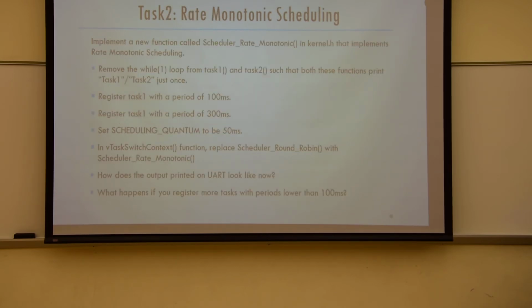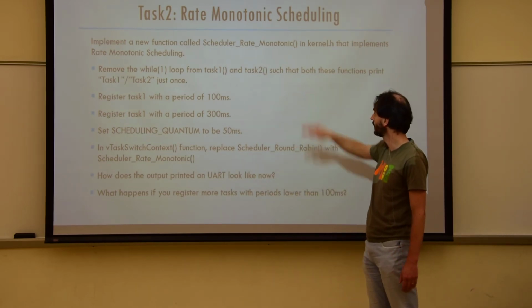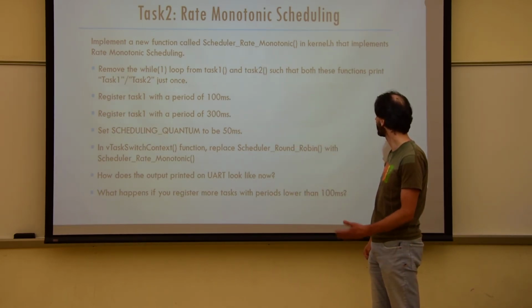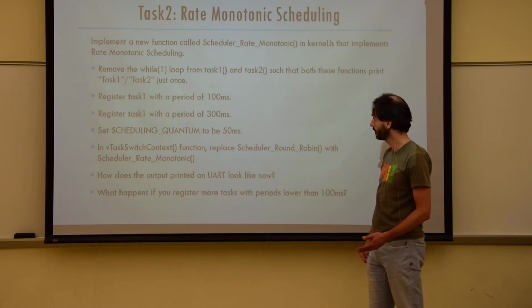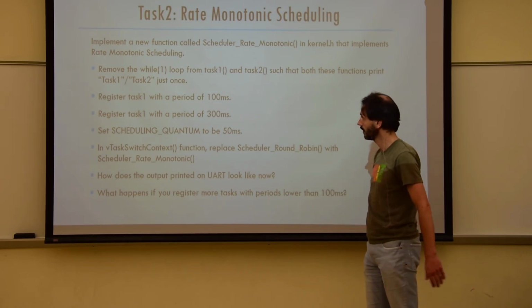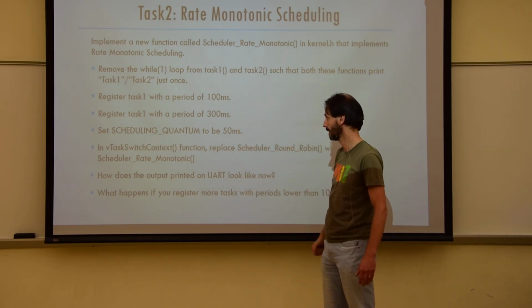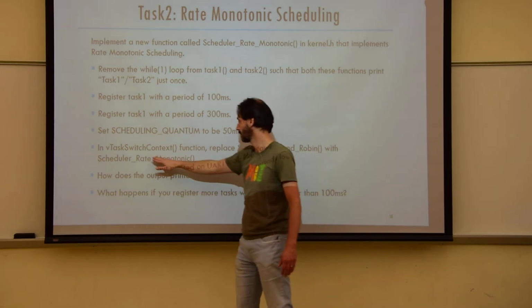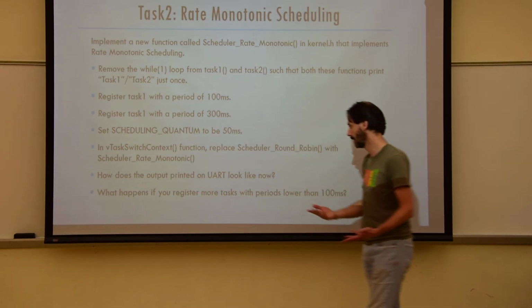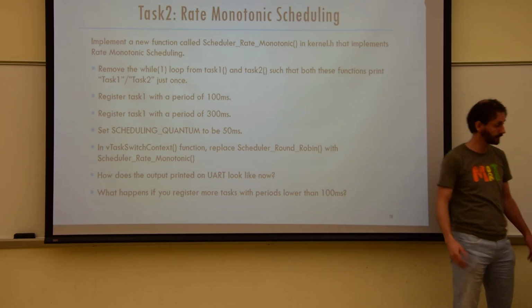Then implement a new function called scheduler rate monotonic in the kernel.h that implements rate monotonic scheduling. So you're going to make appropriate changes, and you're going to replace the round robin by the rate monotonic scheduler, and now you're going to have a look at what's happening. So that's the experiment that you're doing.